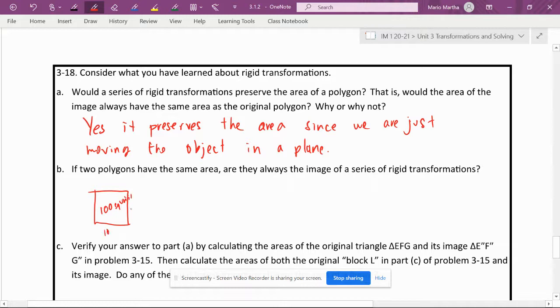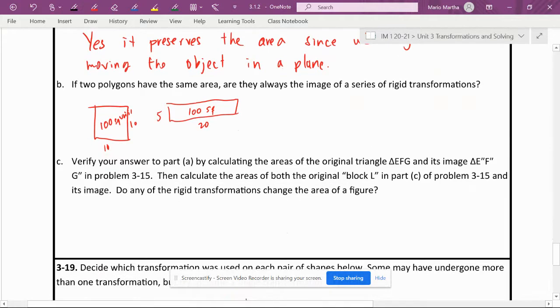And that would be just 10 by 10. And then I can also have a rectangle, a 5 by 20 rectangle, and that would still have an area of 100 square units, all right? So just because I have the same area doesn't necessarily mean that I can always assume they're the same shape, all right? So we've got to be careful with that.